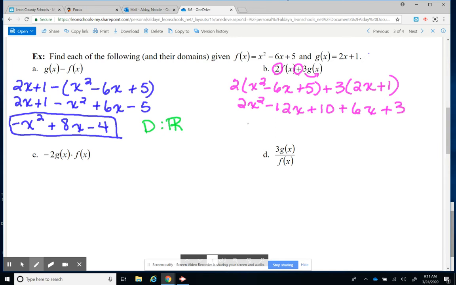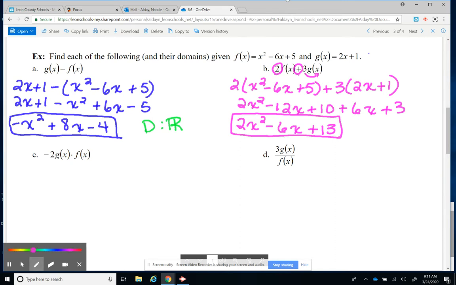Now we're going to combine like terms. We have 2x squared. We have negative 12x and positive 6x. That will be negative 6x. And then 10 plus 3 is 13. All right, so that is your answer for that problem. And then your domain is going to be, again, all real numbers.